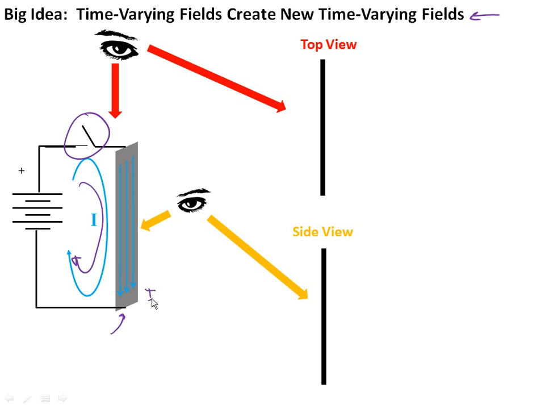We're going to make the assumption that I is very uniform inside the plate, and we're going to look at the plate and the surrounding region both from the top, or in that direction, and this is the top view, so we're looking down, and from the side view, or this direction.